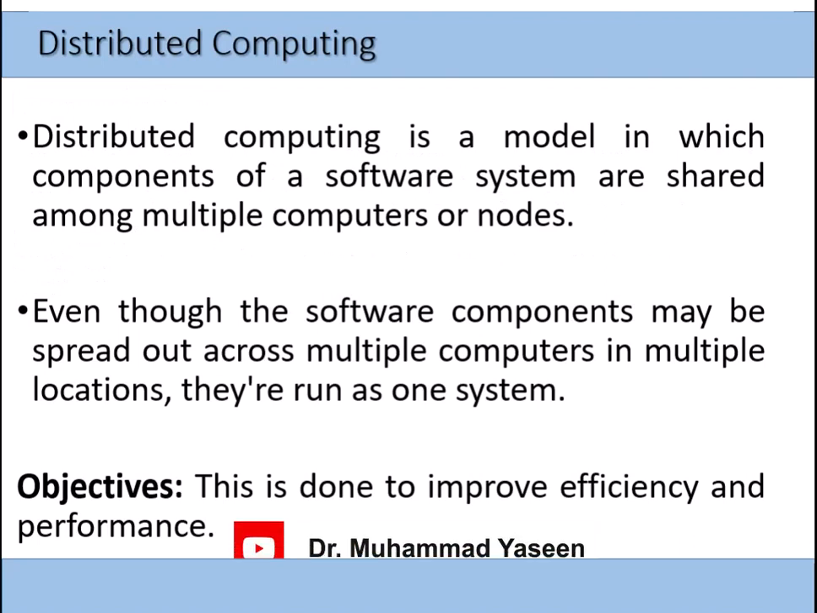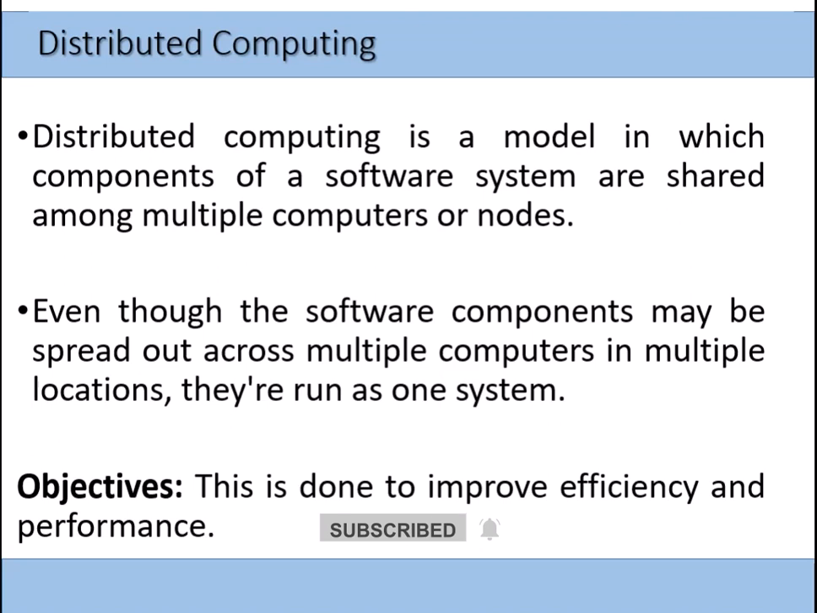What is distributed computing? Distributed computing is a model in which components of the software system are shared among multiple computers or nodes. Even though the software components may be spread out across multiple computers in multiple locations, they run as one system. And the objective is to improve the performance.